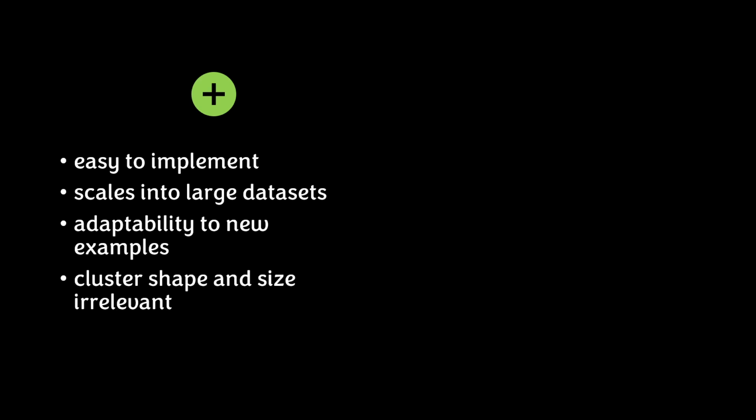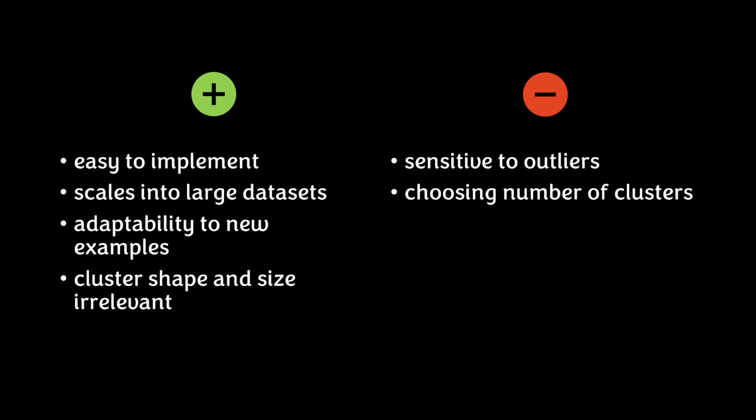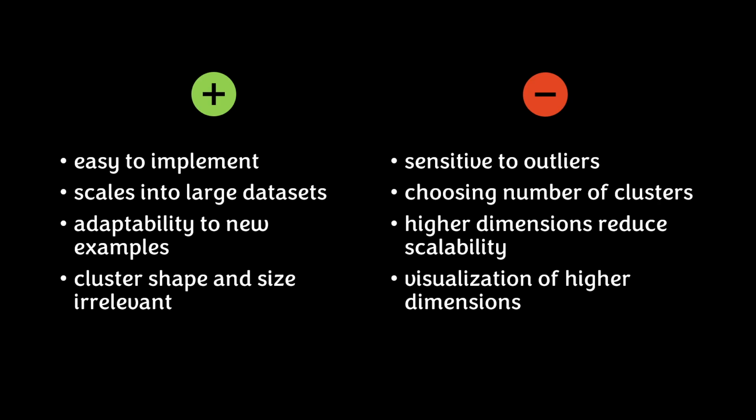Now, let's compare the advantages and disadvantages of the k-means algorithm. The advantages are that it is very easy to implement the k-means algorithm. It scales very well into large datasets, can adapt well to new examples, and can generalize clusters of different shapes and sizes. On the other side, the disadvantages of the k-means: it can be sensitive to outliers. Choosing the cluster size can be a tough job and can alter the outcome if chosen incorrectly. As the number of dimensions increases, its scalability decreases. And for human visualization, dimensions have to be reduced, which can alter the plots.